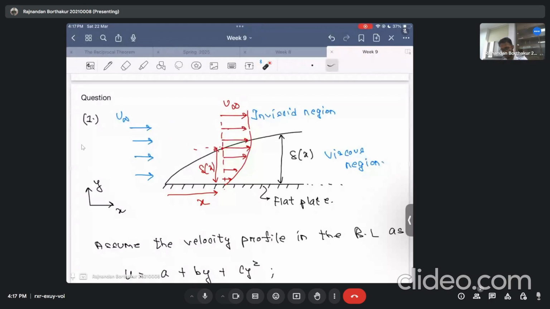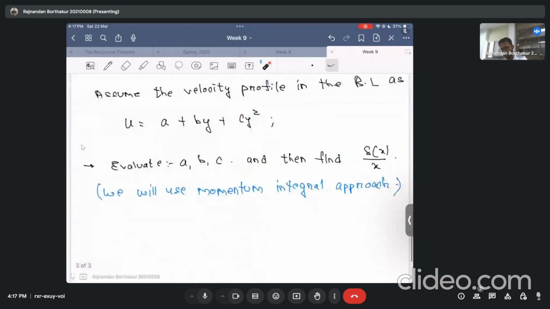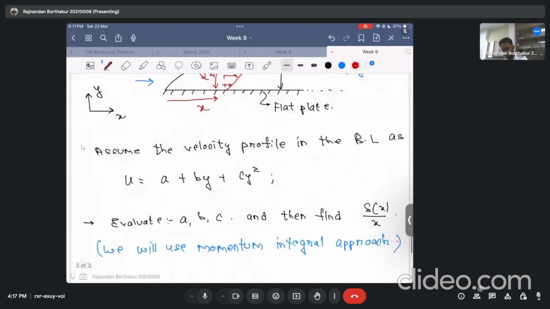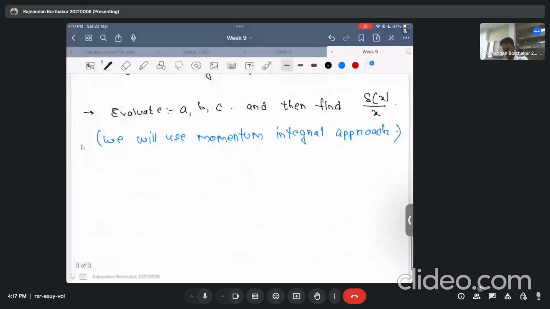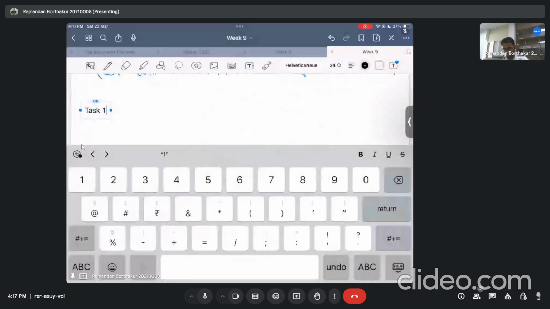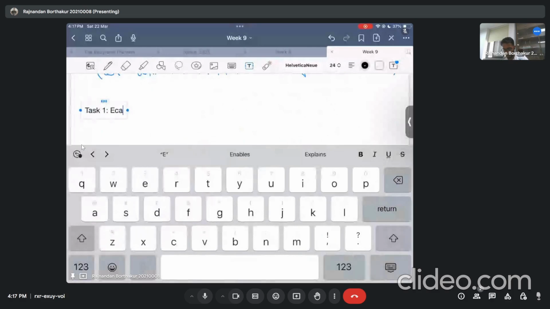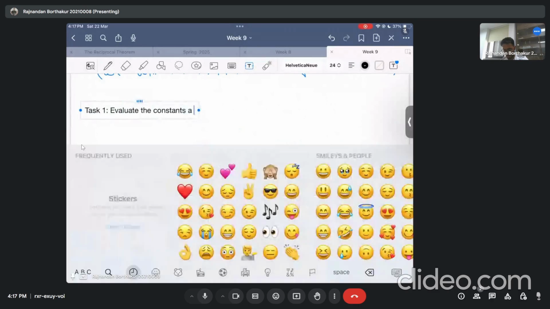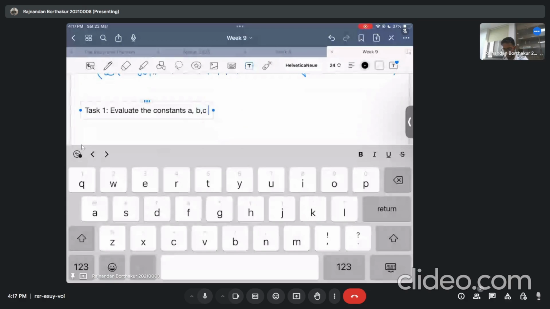Okay, that's the idea. But anyways, let's first get started with calculating these constants a, b, and c. So the first task, task 1, is to evaluate the constants a, b, c. Sorry, there are just 3 constants, so it's just a, b, c.